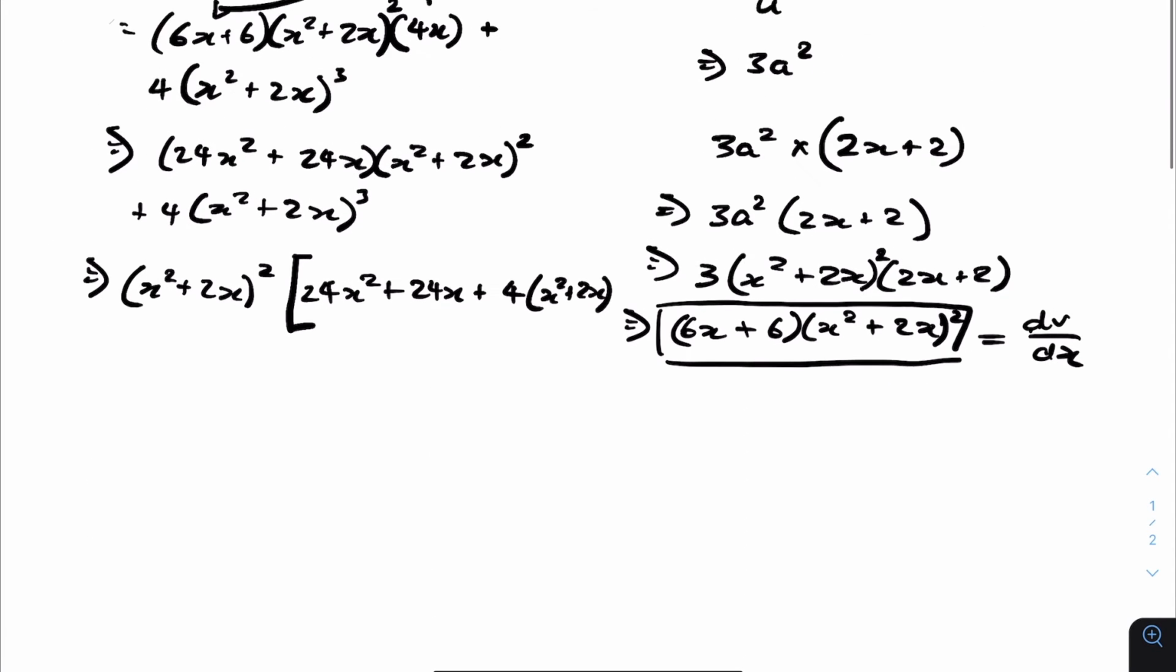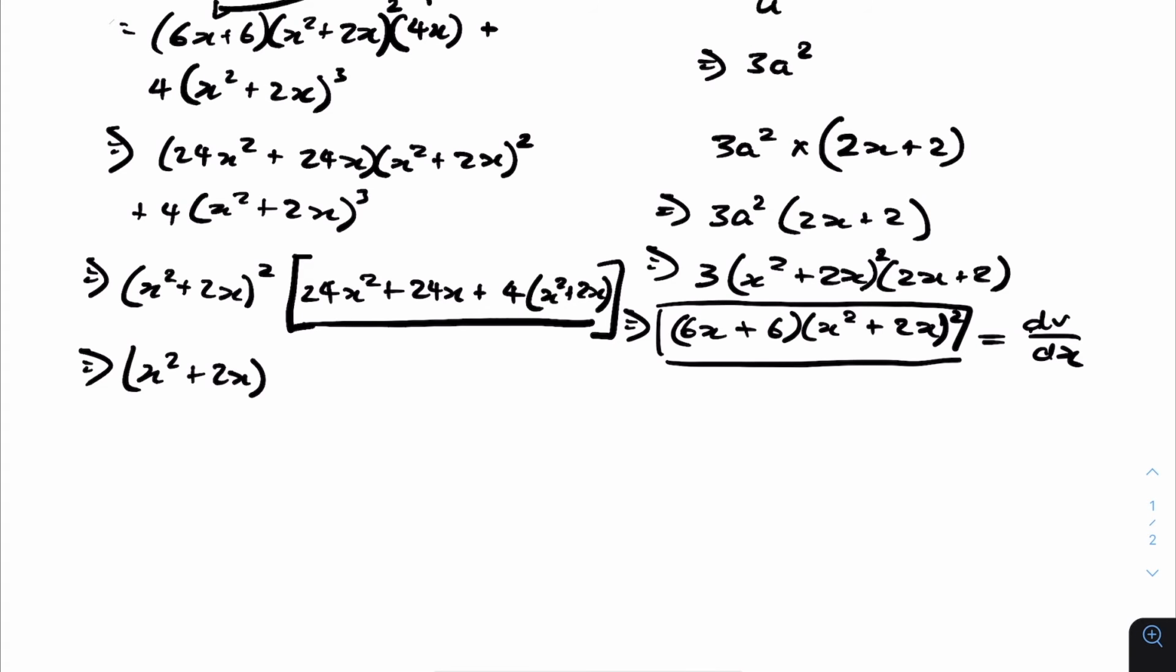Let me just make more room. And that can be simplified further, as we can see, because there is a lot of simplifying to do. So it becomes x squared plus 2x, don't forget the exponents like I did, times 24x squared plus 24x plus, and then we expand the brackets, 4x squared plus 8x. Okay, and then we can finish simplifying.